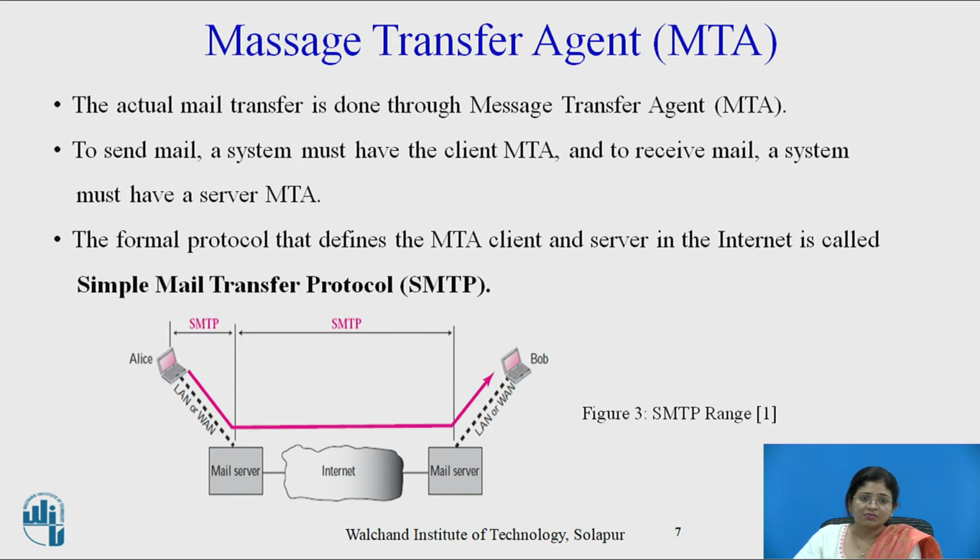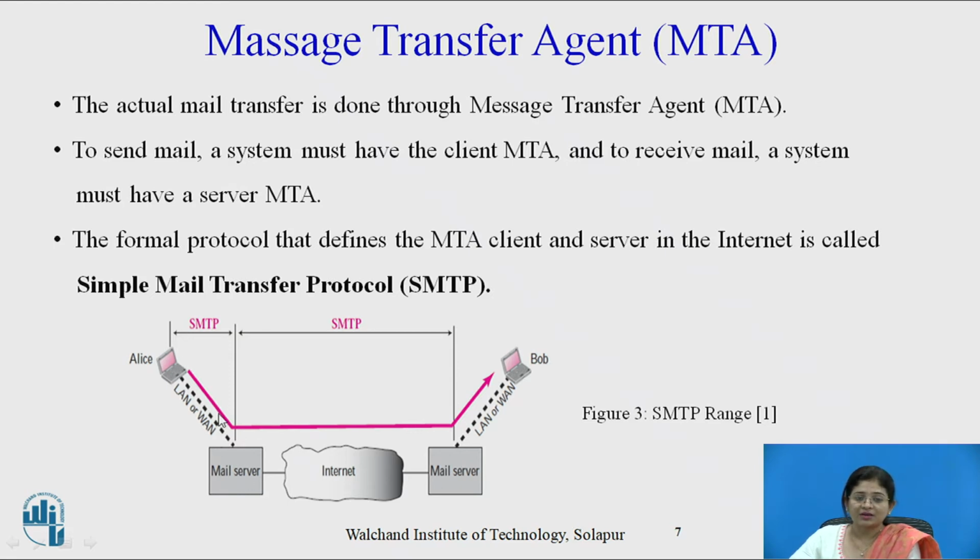Now look at this diagram. In this diagram, Alice and Bob are the sender and the receiver. Both communicate with each other through two pairs of MTAs. Here, Alice wants to send a message to Bob, so she generates the message, uses her user agent, and sends the message via the MTA to the mail server which is on her site.